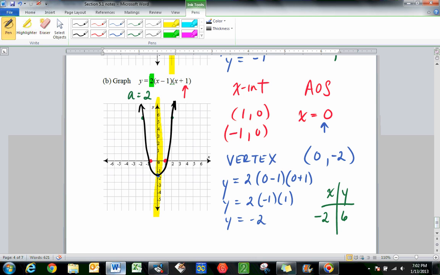If you have any questions, or if you're unsure of what you're doing, there is a document on Moodle called Graphing Quadratics Review, which shows all 3 methods and the different processes for each of them. So use that document to help you work through some of the practice problems.